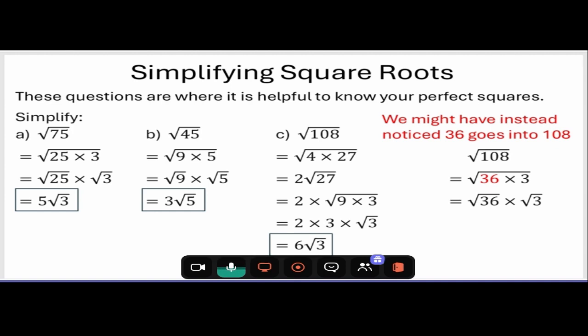Separate them apart if you want to show that step. Root 36 is 6. And the root 3, can't do anything with it. And we notice that we get the same answer either way. We get 6 root 3.